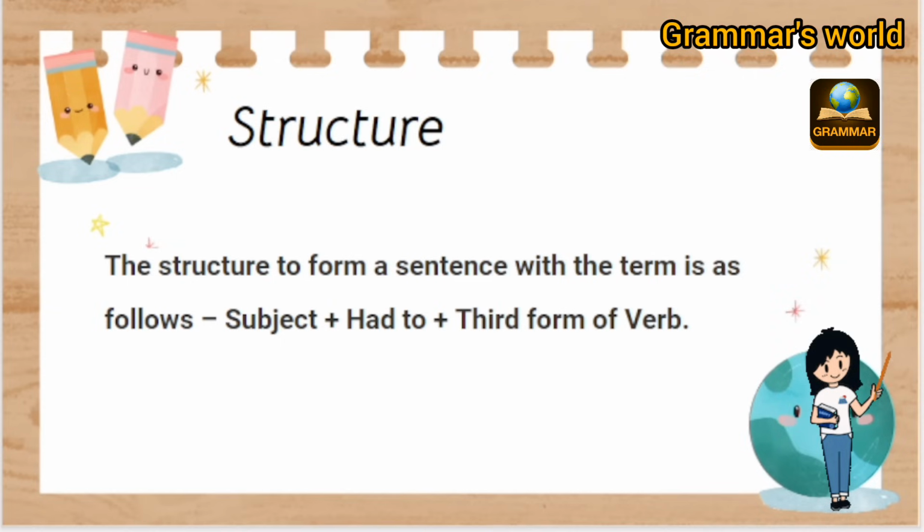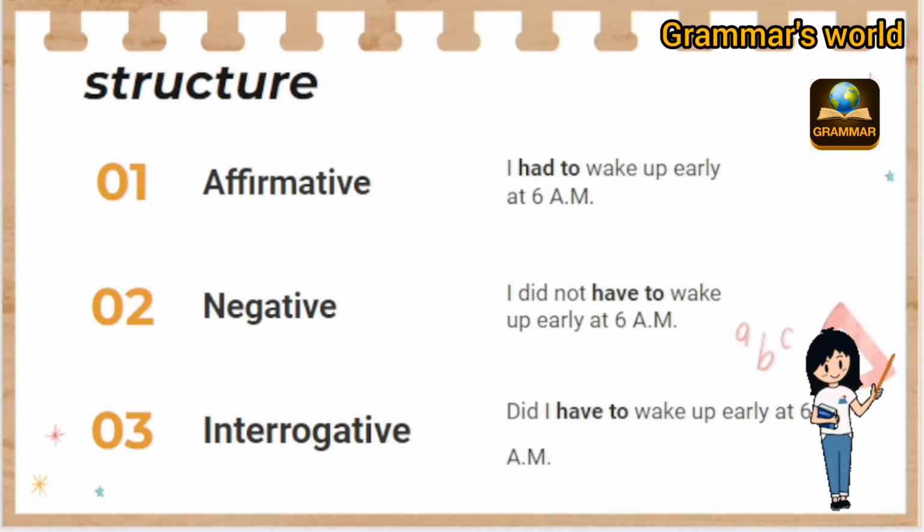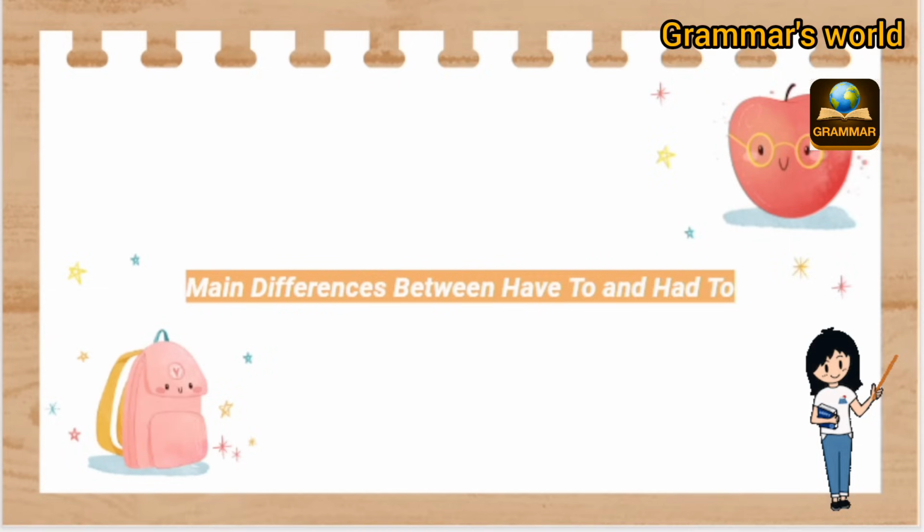These are the examples for the same, relative to the examples given in the have to section for simple understanding. The term had to is converted to the first form for the negative and interrogative types of sentences. Now I will discuss the main differences between have to and had to. There are 5 differences between have to and had to.